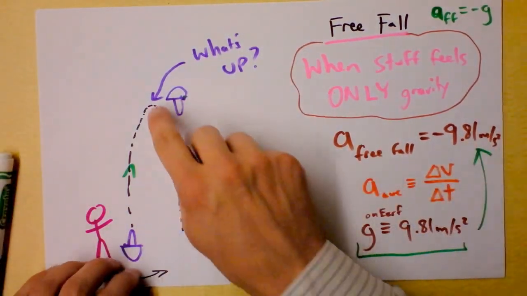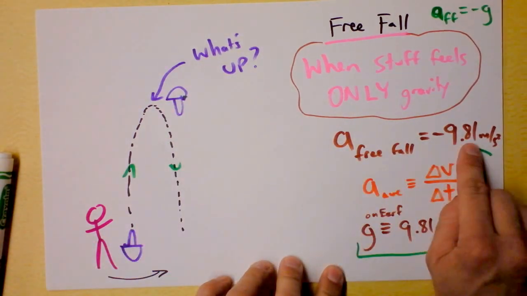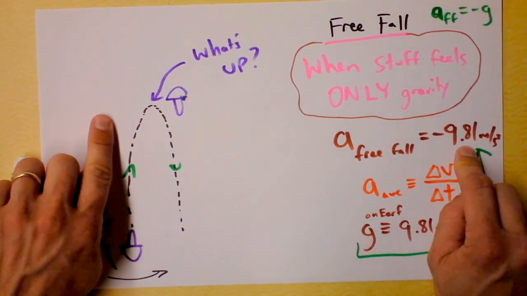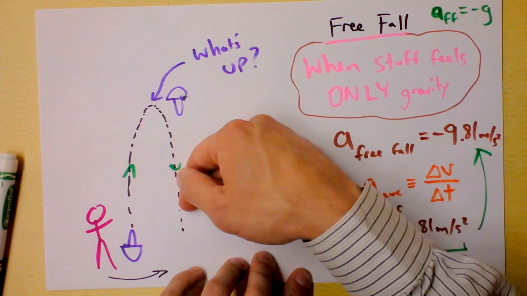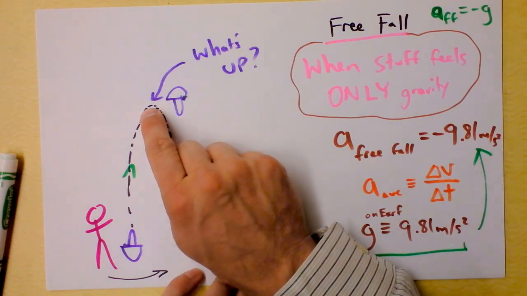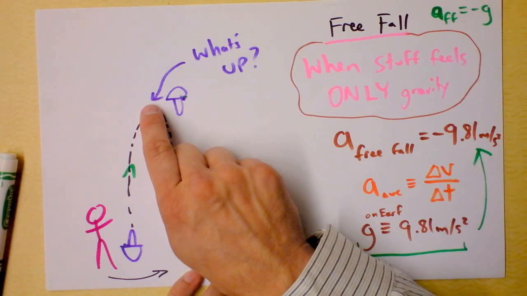And the baby's in free fall here and here and here. The acceleration is always that value, so it's always downward. The baby is accelerating downward on its way up. And that's why it's slowing down. The baby's accelerating downward on its way down. And that's why it's speeding up. The baby's accelerating right here at the tip-top peaky tip. And that's because it's changing its velocity.